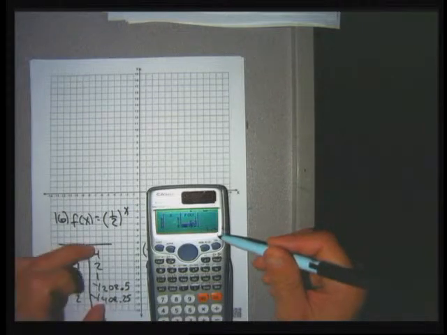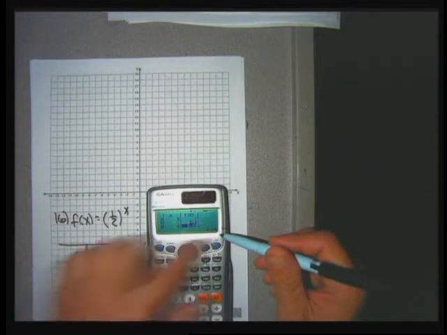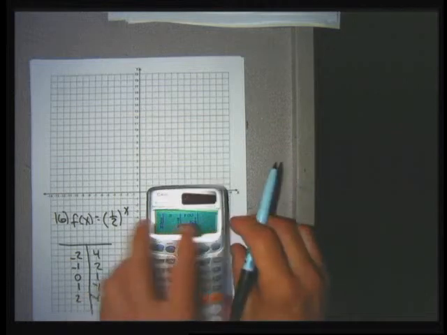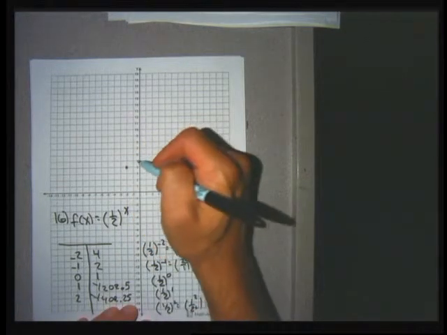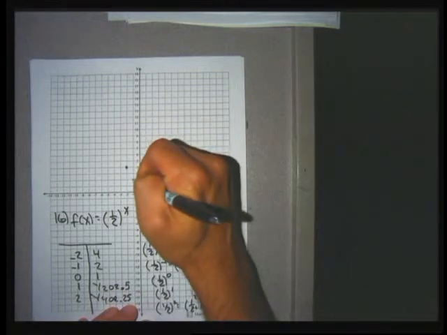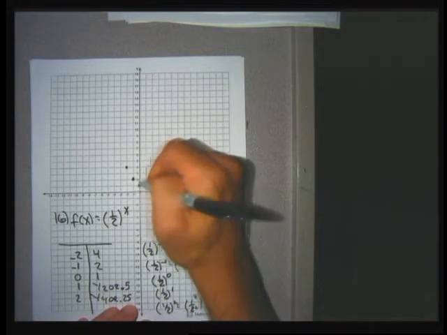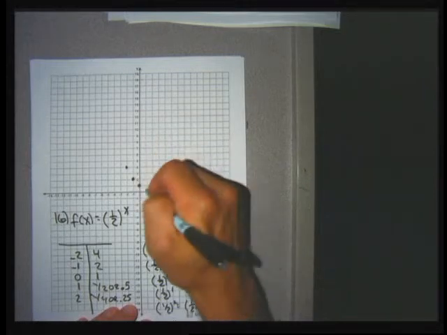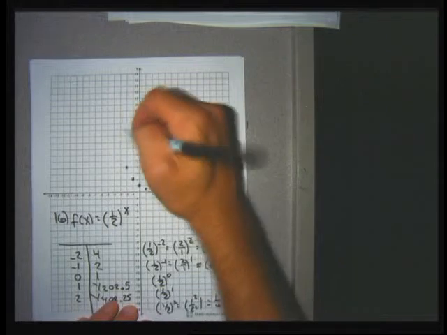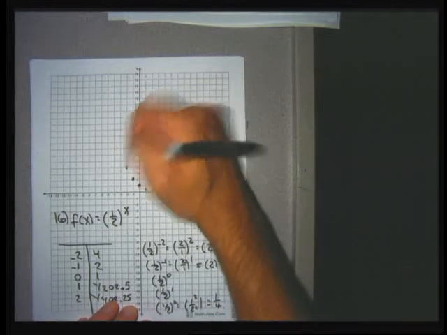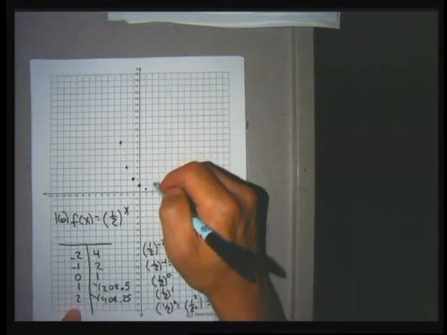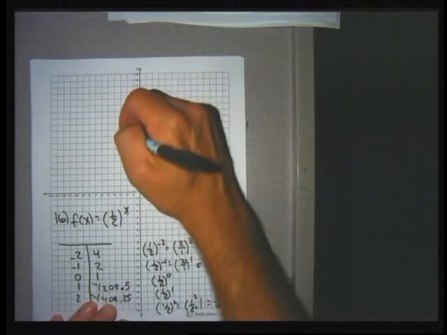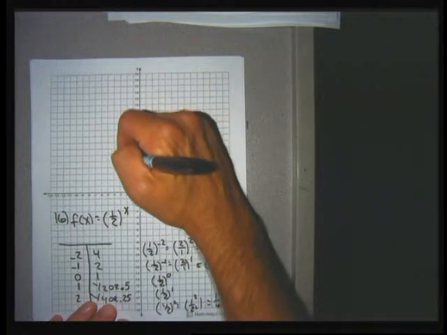So I can plot all of these points as decimals, or I can get them as fractions, doesn't matter. So first point, negative 2 comma 4 is up there, and then negative 1 comma 2, 0 comma 1, 1 comma 1/2, 2 comma a quarter, and the point that I wouldn't have graphed, negative 3 would be at 8, and 3 would be at 1/8 if I wanted to get more points, but I sold you short on my points.